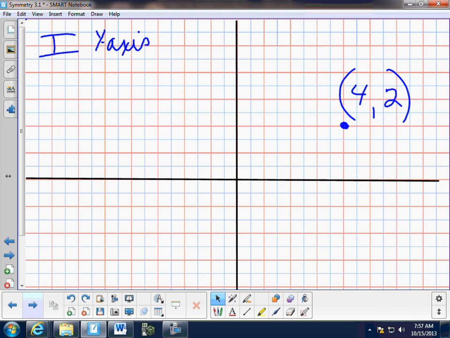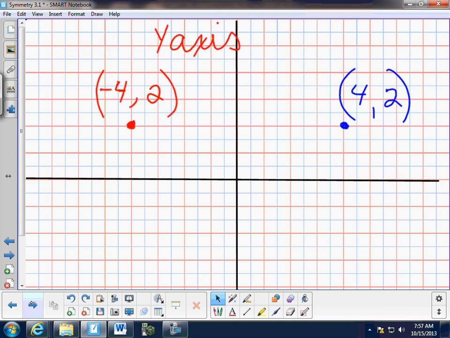If I have some point, the point (4, 2), and I reflect it over the y-axis, it's going to end up over there. What's the only thing that changed about that point? The x. The y value stayed the same, right?